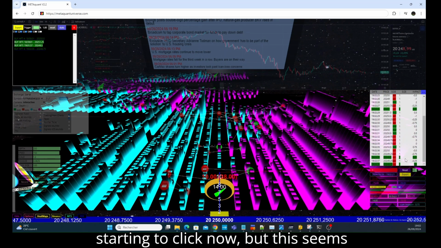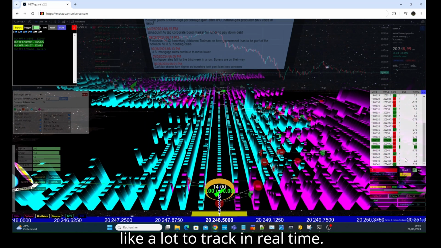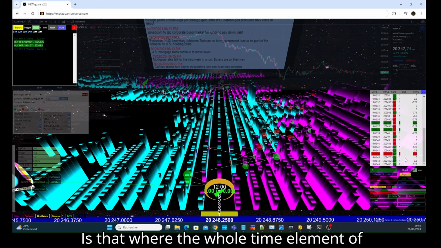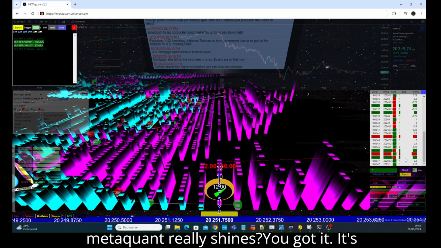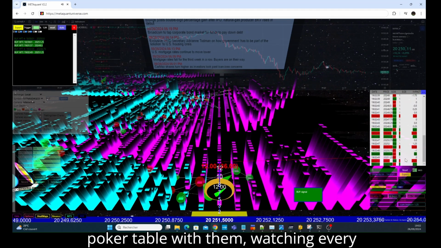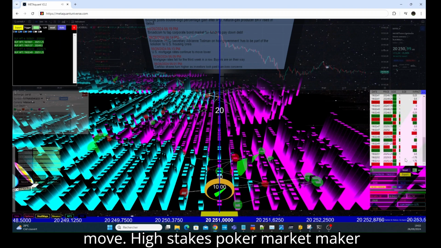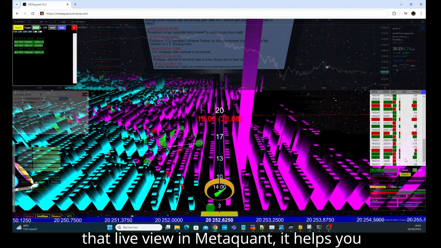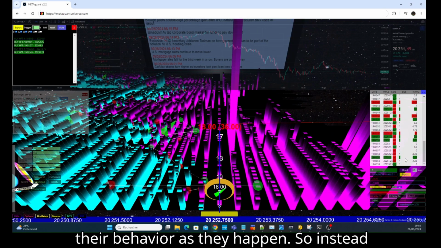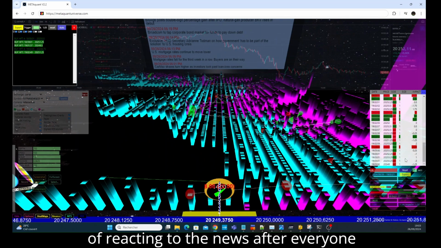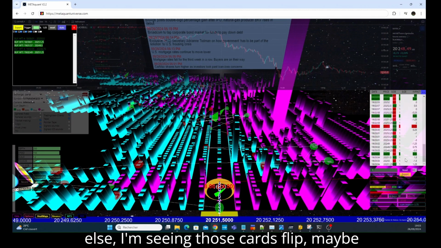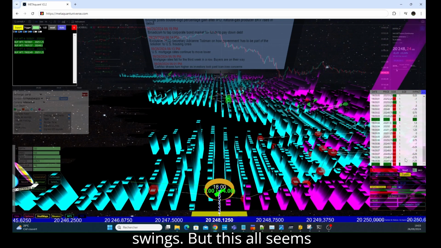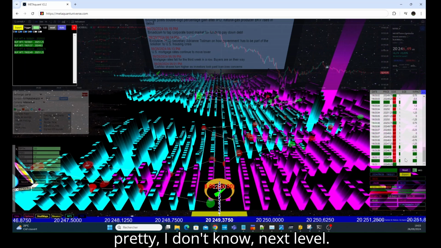Bingo. It's all starting to click now. But this seems like a lot to track in real time. Is that where the whole time element of MetaQuant really shines? You got it. It's like you're sitting right there at the poker table with them, watching every move. High-stakes poker, market maker edition. I like it. So the time element, that live view in MetaQuant, it helps you see those tells, those little hints in their behavior as they happen. So instead of reacting to the news after everyone else, I'm seeing those cards flip, maybe even getting ahead of those big price swings.